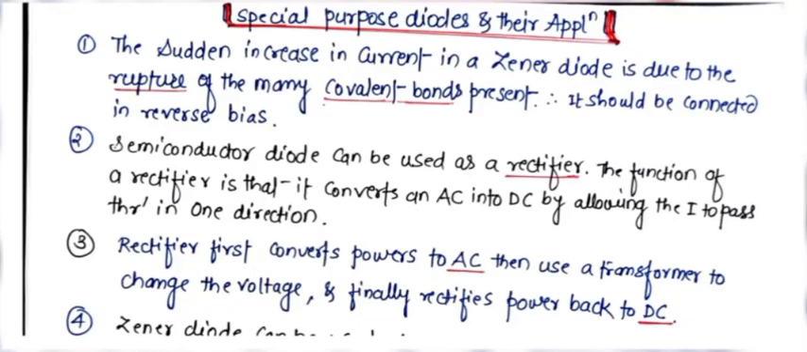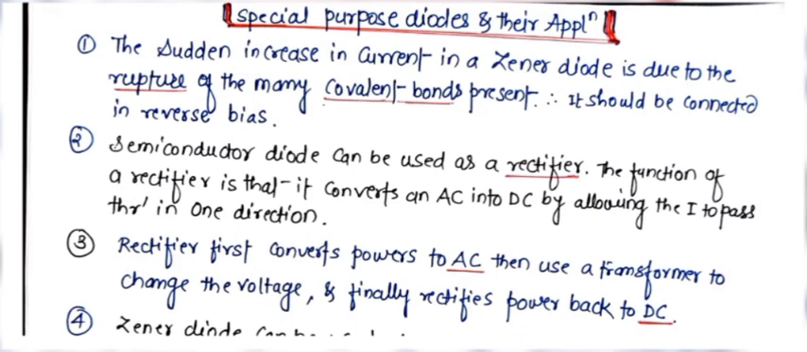Special purpose diodes and their applications. The sudden increase in current in a Zener diode is due to rupture of many covalent bonds present. Therefore, it should be connected in reverse bias.